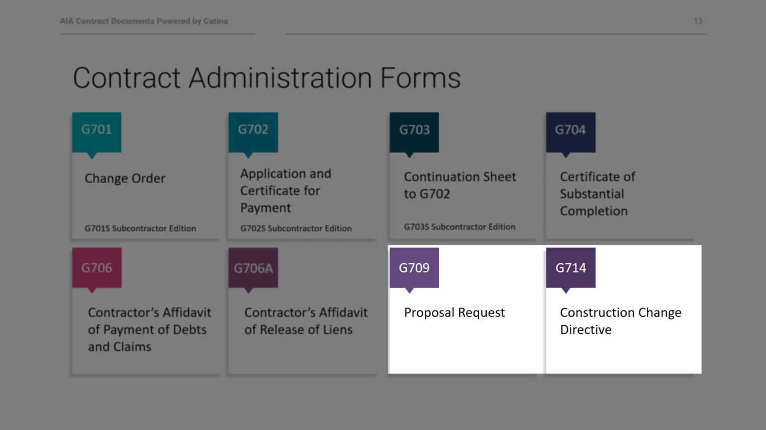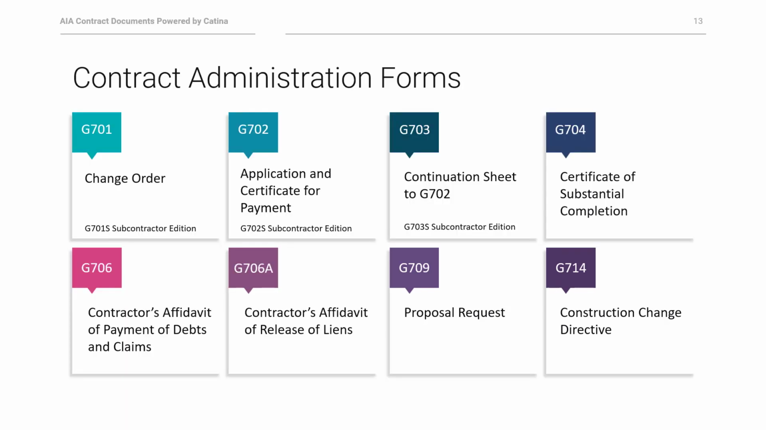The G714 is a construction change directive, which is a directive to the contractor to make a change in the work where the change needs to be done quickly. So if the parties have not reached an agreement, then you can't use a change order, but you can use a CCD to get something done quickly so there's not a delay in the project. It's important to note we do have other versions of the above forms for different families. For example, a CM advisor version of the change order and a design build version of that change order. There's a link included to a full list of forms if you want to learn more.